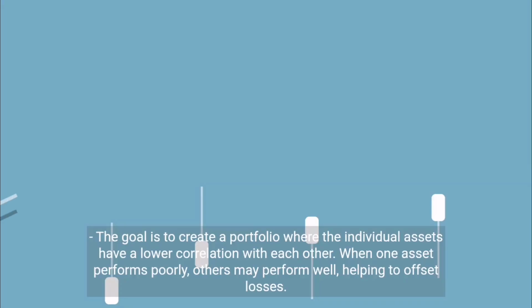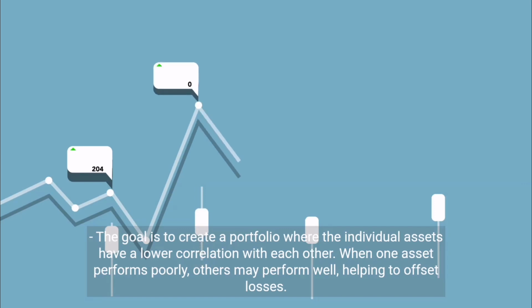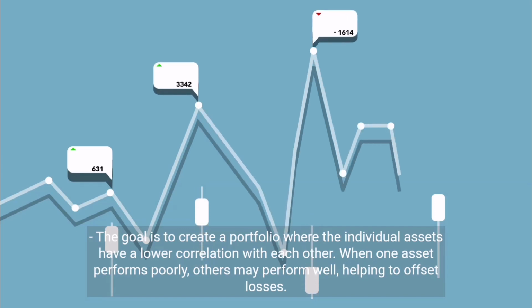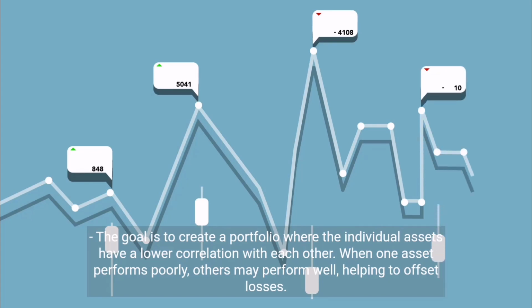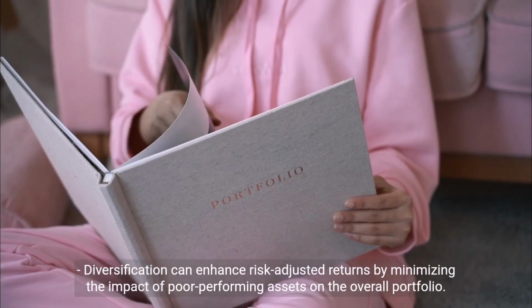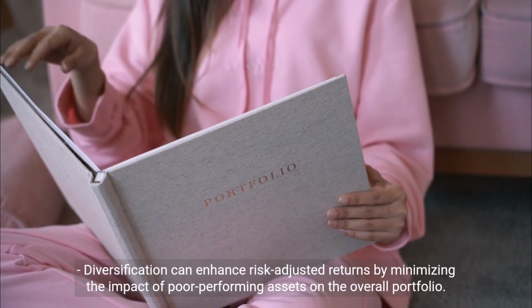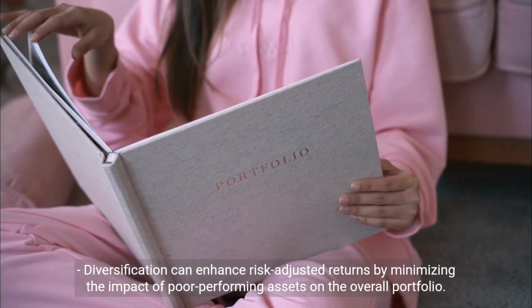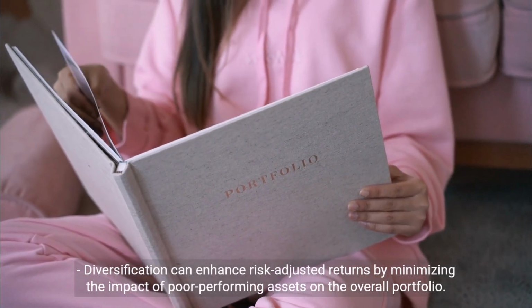The goal is to create a portfolio where the individual assets have a lower correlation with each other. When one asset performs poorly, others may perform well, helping to offset losses. Diversification can enhance risk-adjusted returns by minimizing the impact of poor-performing assets on the overall portfolio.